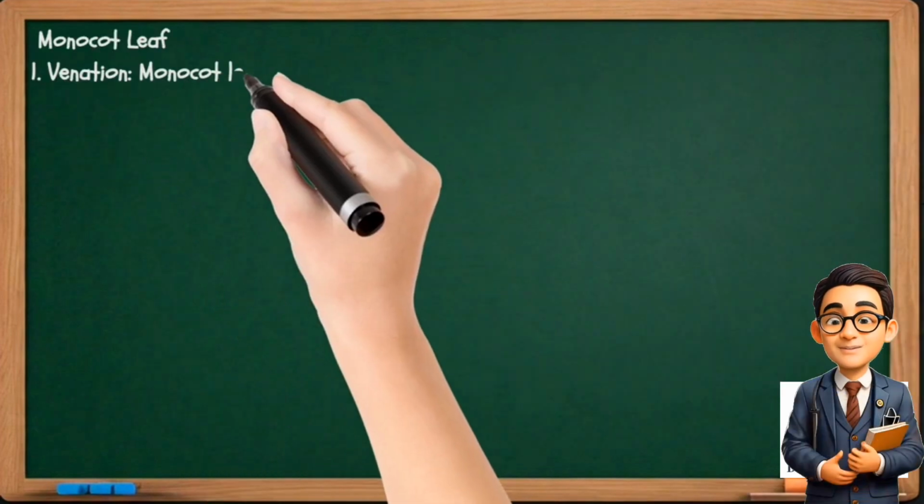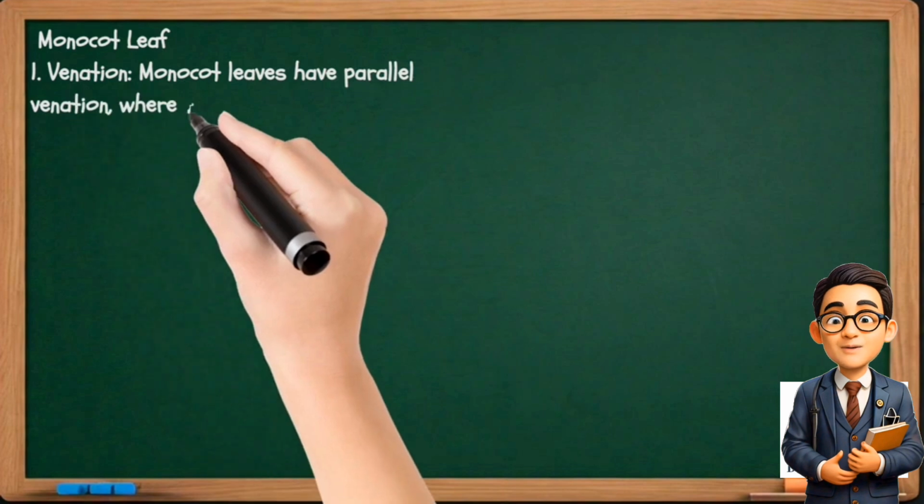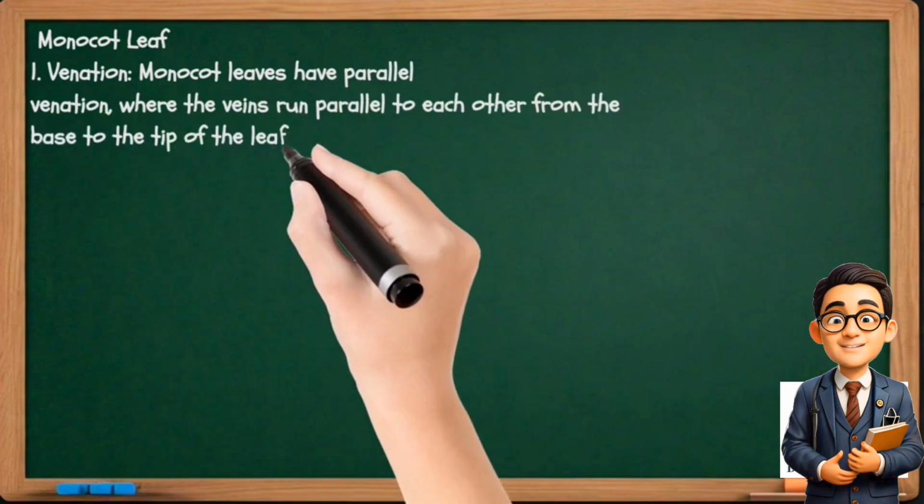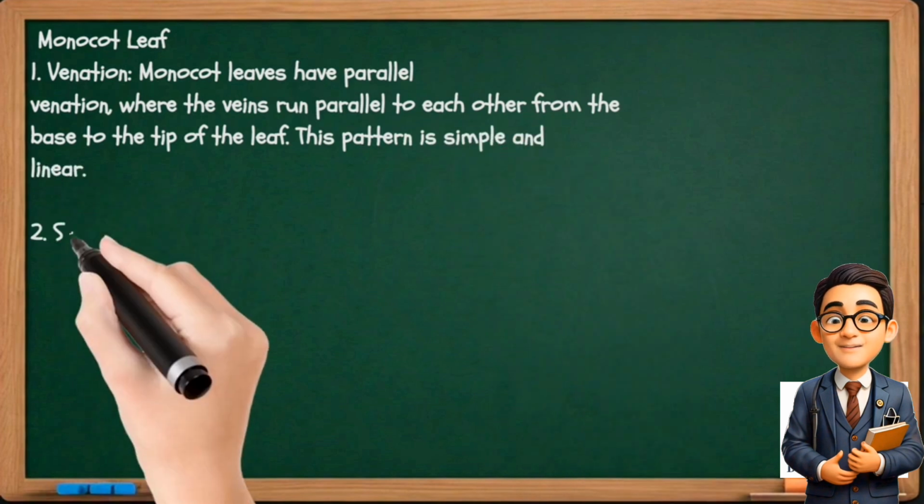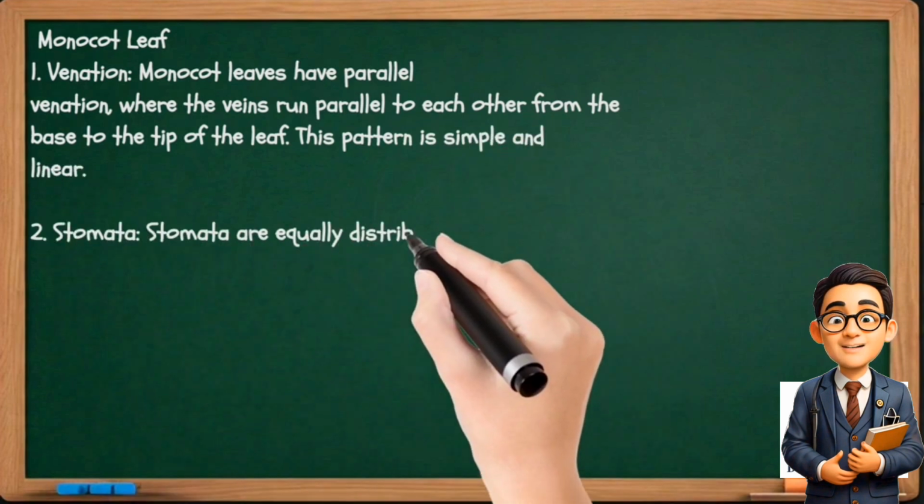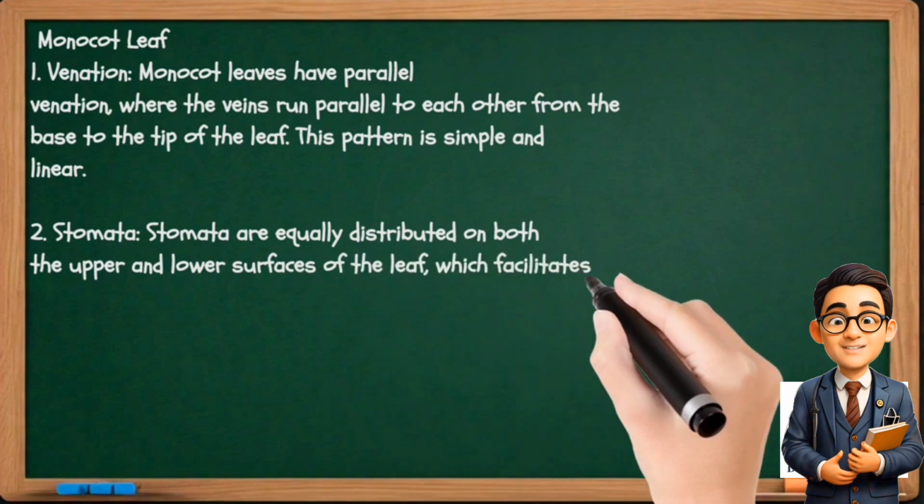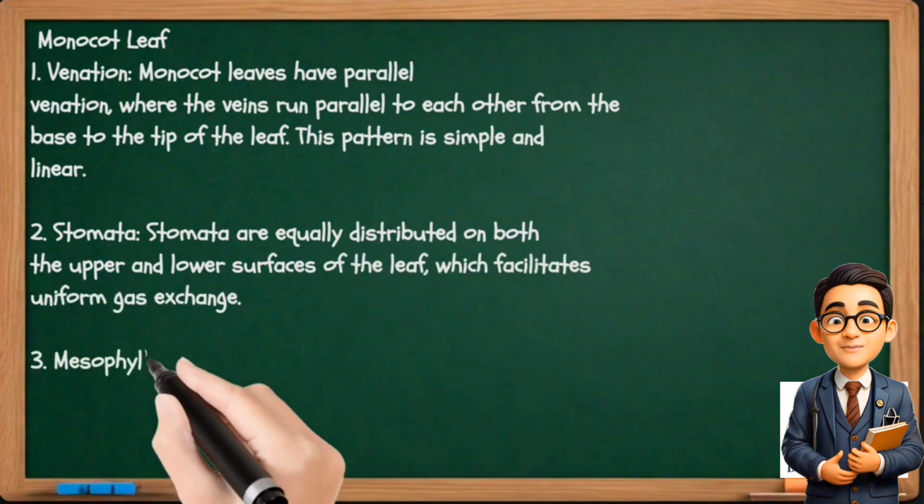Monocot leaf venation. Monocot leaves have parallel venation, where the veins run parallel to each other from the base to the tip of the leaf. This pattern is simple and linear. Stomata. Stomata are equally distributed on both the upper and lower surfaces of the leaf, which facilitates uniform gas exchange.